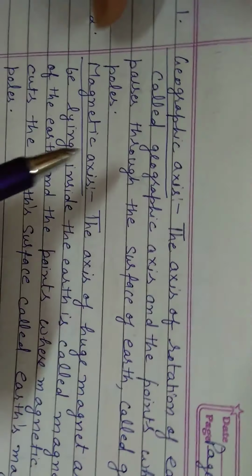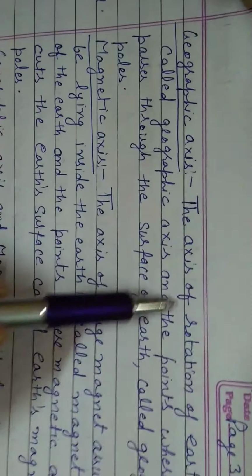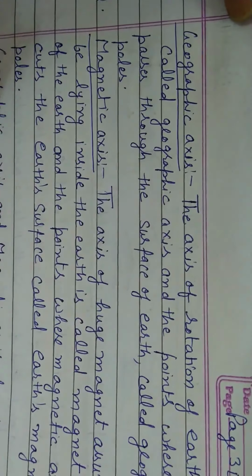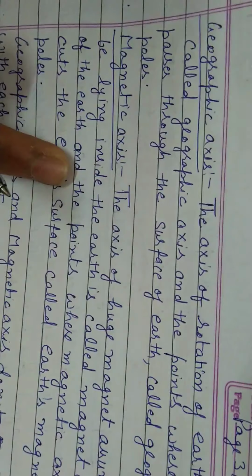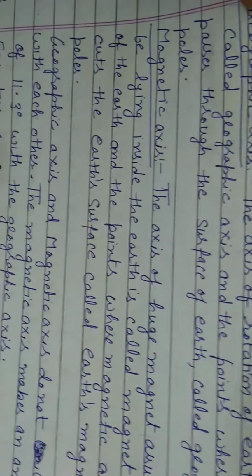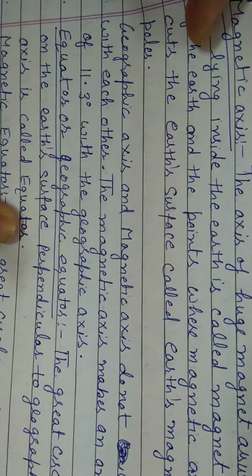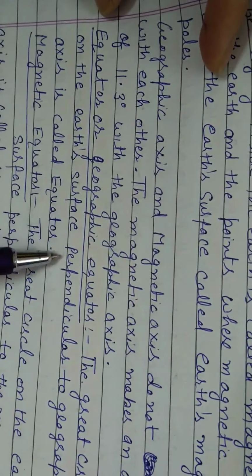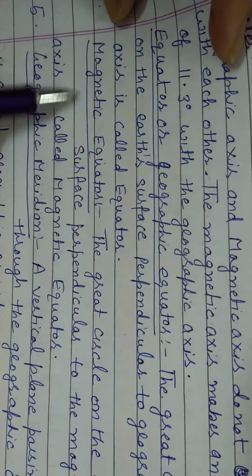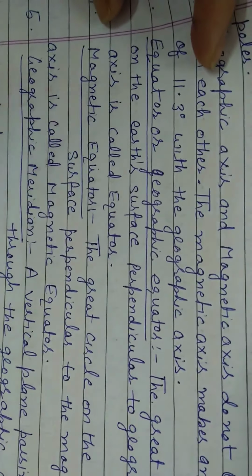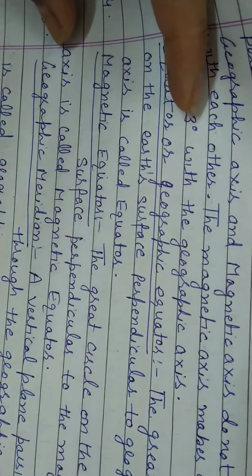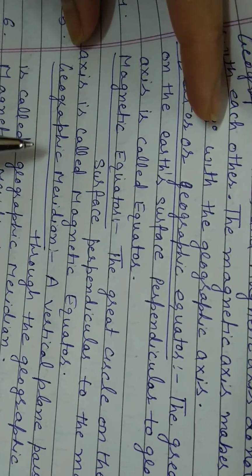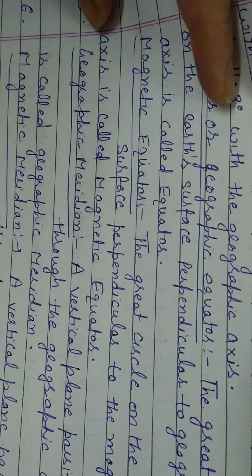the earth magnetism. The axis of rotation of earth is called the geographic axis, but the magnet which is supposed to be buried inside the earth also has an axis, the magnetic axis. The geographic equator is the great circle perpendicular to the geographic axis, and the circle perpendicular to the magnetic axis is called the magnetic equator. And meridians, the vertical planes passing through the geographic axis, geographic meridian, and through the magnetic axis, magnetic meridians.